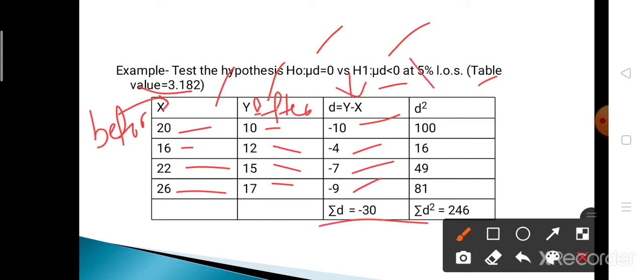Now make the column d square, because we need the summation d square for calculating the value of small s. Minus 10 square is 100, 4 square is 16, minus 7 square is 49, and minus 9 square is 81. The square of negative values is always positive, and summation d square, that is the total of the last column, is 246. Now first calculate d bar, then s, and then calculate the test statistic.